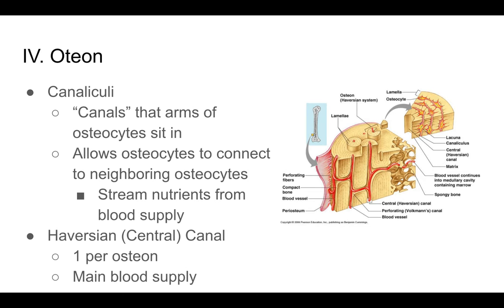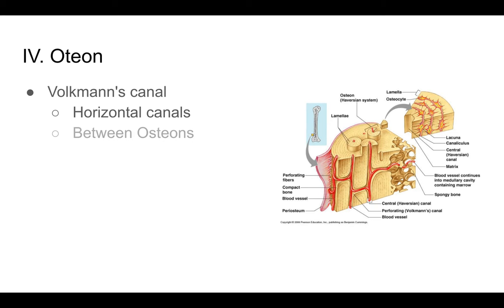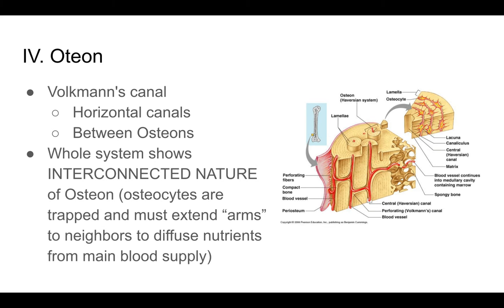So this is a primary blood supply for that osteon. I do want to address these horizontal connecting channels. These are called Volkmann's canals. These are horizontal canals that will extend the blood supply between osteons. So the haversian canal is really to supply one osteon, and the Volkmann's canal will extend blood supply between neighboring osteons.